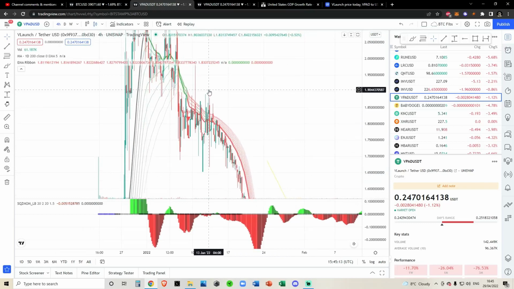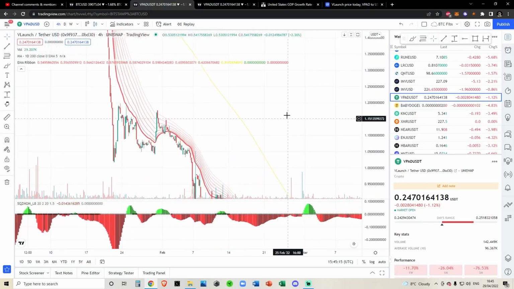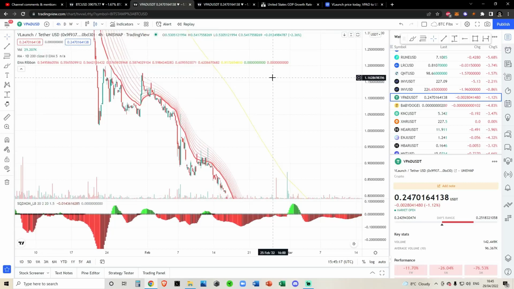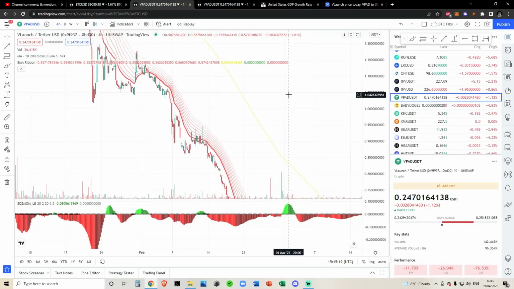Because as you can see, we move up and we fall right back down. We've never, no matter what time frame, whether you're looking at the daily or the 4 hourly, I don't even want to look at this on the 1 hour.